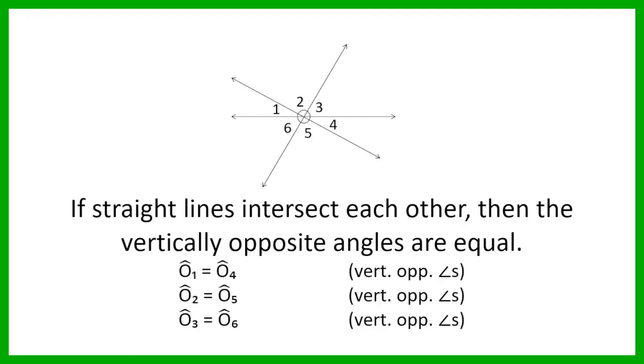So over here I can say that angle O1, this angle over here, is equal to angle O4. Angle O2, this one over here, is equal to angle O5 over there. And angle O3 over there is equal to angle O6 over there. And my reason for being able to say all of those statements is vertically opposite angles. Whenever you are working with straight lines that are intersecting each other like this, they will form vertically opposite angles, and those angles will always be equal to each other.